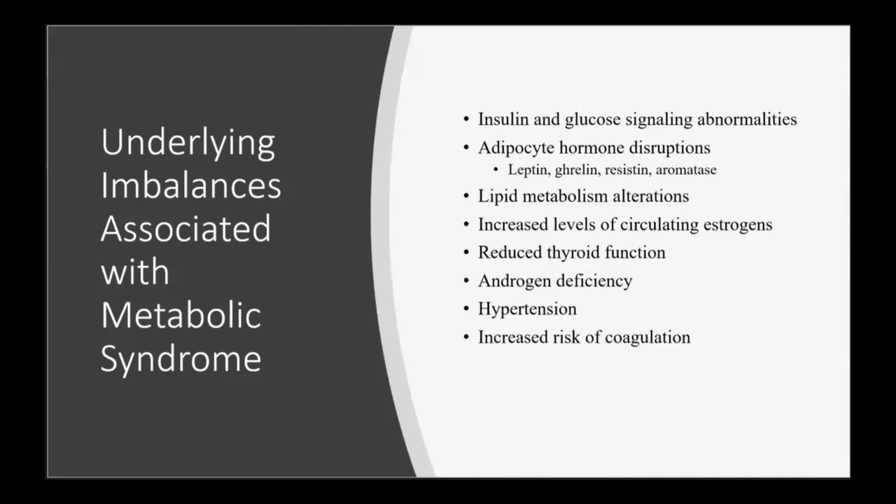Underlying imbalances: insulin and glucose signaling abnormalities, adipocyte hormone disruptions, leptin, ghrelin resistance, and aromatase. Those are all made by fat cells, and they affect different aspects of the glucose-insulin relationship, and hunger and satiety. Another one that I didn't put in there is called adiponectin, and we'll look at that one again. Lipid metabolism alterations, more estrogen circulating. Remember, estrogen is associated with storage, so we get thyroid, estrogen, leptin, insulin, and glucose signaling, adrenal. All this stuff starts to play together where you start to see this picture unfolding in people.